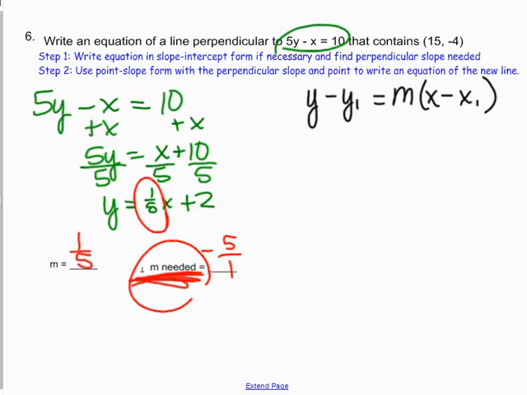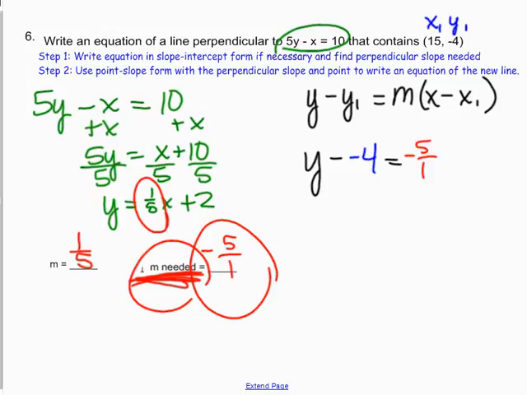All right, so I see my x1 is up here, my y1 is up here. So y minus y1, which is -4, equals slope. Well, what's the slope? The slope is down here. -5/1 times x minus x1, which is 15. Okay.